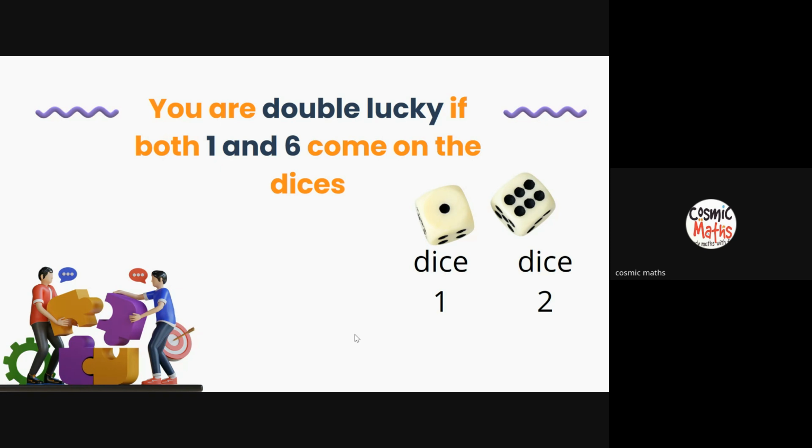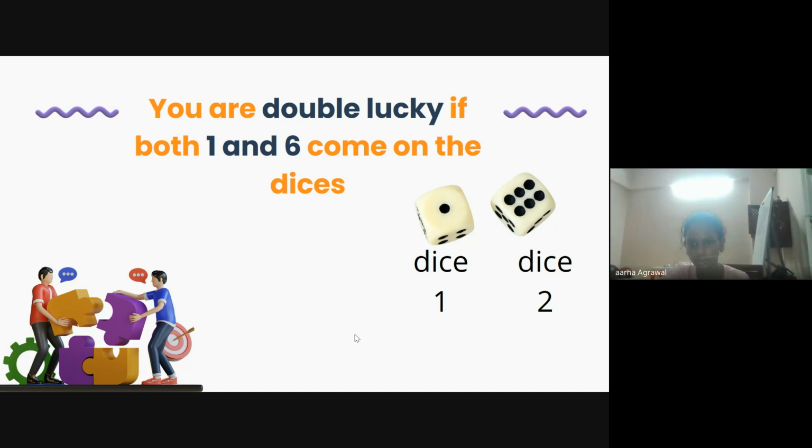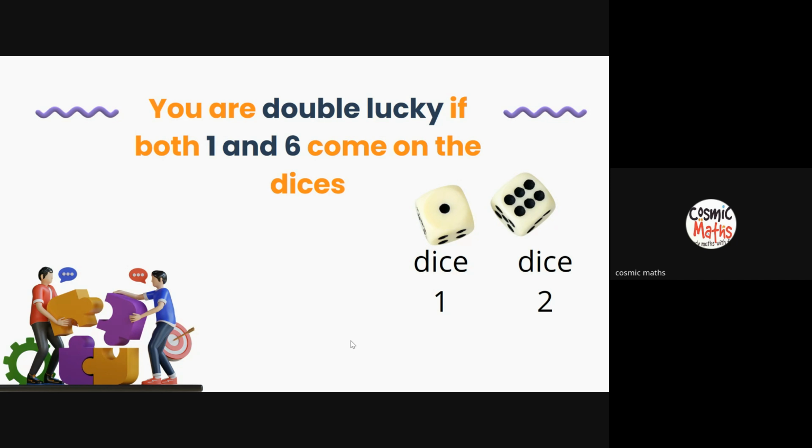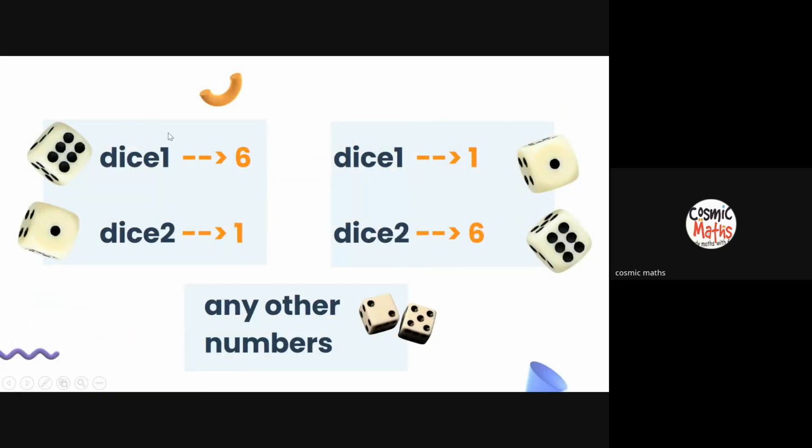So how many conditions do we have? We have 3 conditions: 2 conditions for the lucky cases and 1 condition for else. Think again. Dice 1 can have 1 or 6. Again, dice 2 can have 1 or 6. So it will be 5 conditions. This is how the conditions will look. Dice 1 can take 6 and dice 2 can take 1. Dice 1 can take 1 and dice 2 can take 6. For double lucky, these 2 are the conditions. So we should make that.